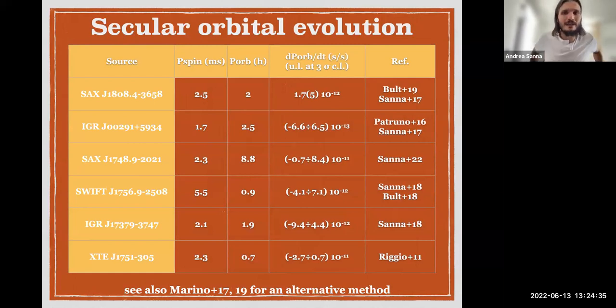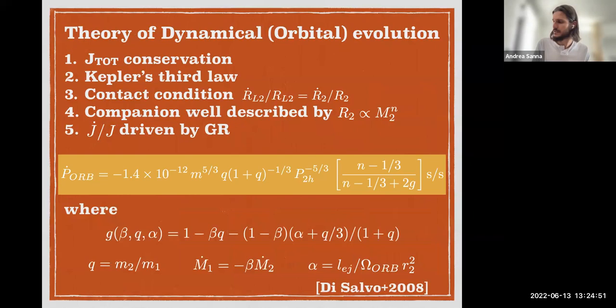The reason why we have upper limits is that some of them only went in outburst two or three times. So the statistics is not enough to precisely measure this quantity. For SAC-J1808, we do. And we can ask ourselves, is that what we predict?